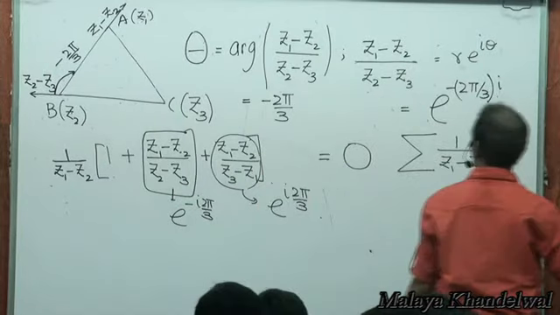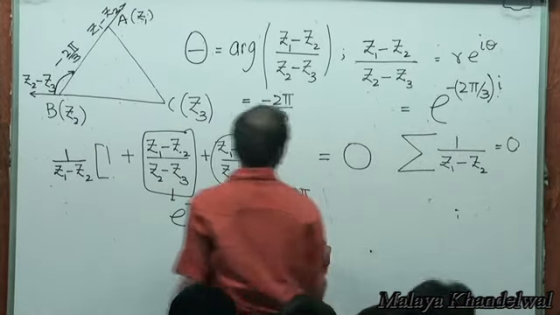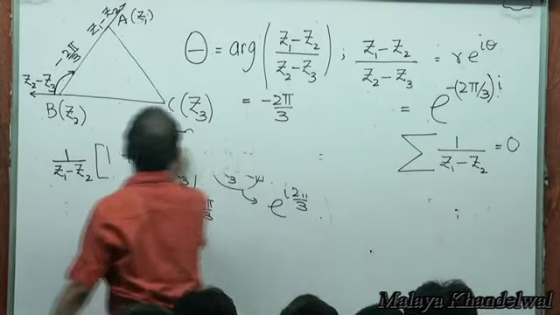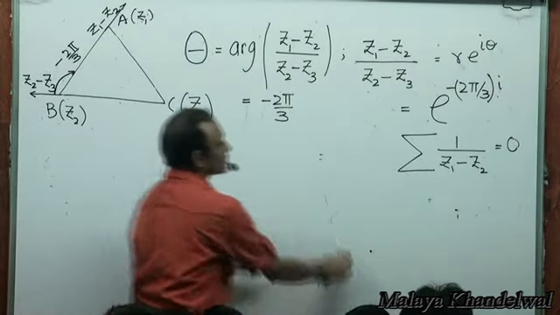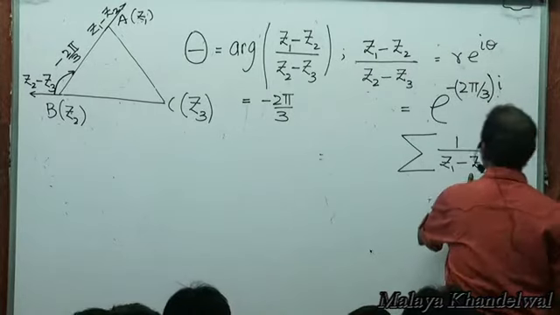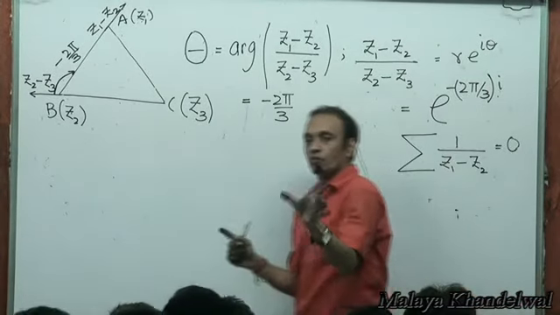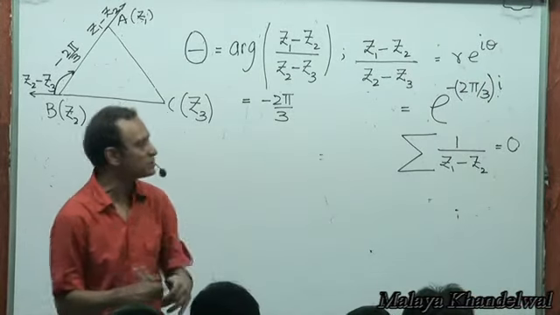Now, what this would mean is another corollary of this result. See, 1 by z1 minus z2 is like 3 terms. 1 by z1 minus z2 plus 1 by z2 minus z3.